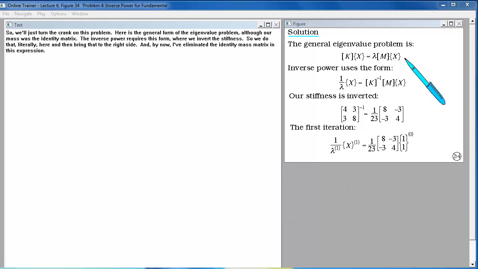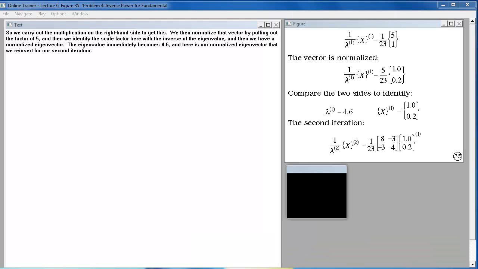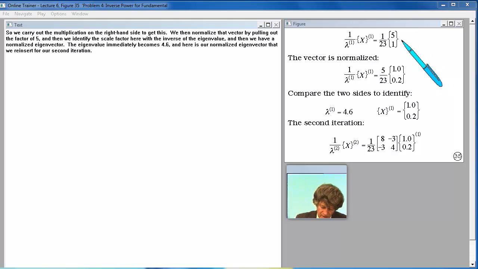Here is the general form of the eigenvalue problem, although our mass was the identity matrix. The inverse power requires this form where we invert the stiffness. So we do that literally here, and then bring that to the right side, and by now I've eliminated the identity mass matrix in this expression. So we carry out the multiplication on the right-hand side to get this.